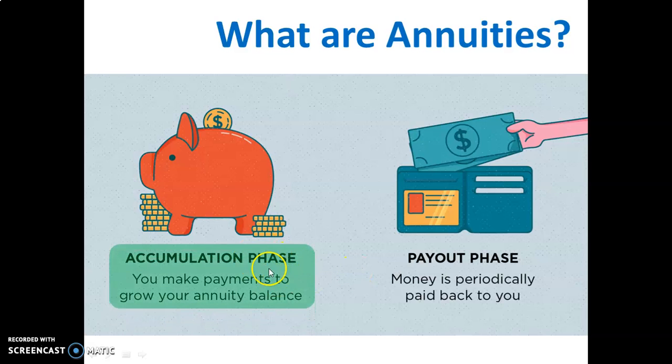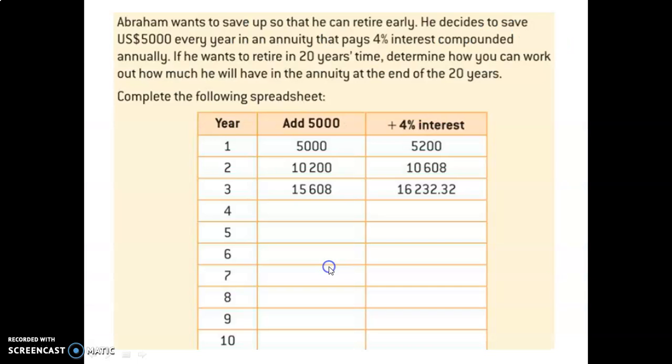We're going to focus on the accumulation phase first. So here's an example of accumulating an annuity. Abraham wants to save so he can retire early. He decides to save 5,000 US every year in an annuity that pays 4% interest compounded annually. So he'll put in 5,000 every year, and he'll gain 4% interest on that amount every year. Then at the end of the year, he'll put in another 5,000, and another 5,000. So it's going to keep growing, and his interest will keep growing as well.